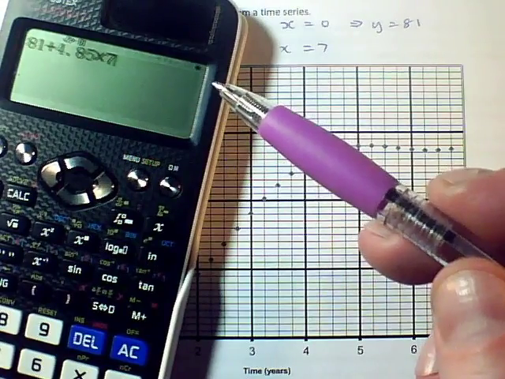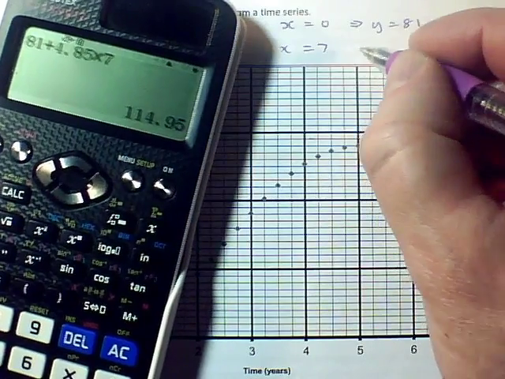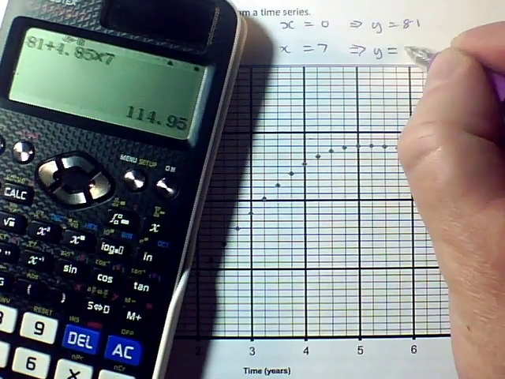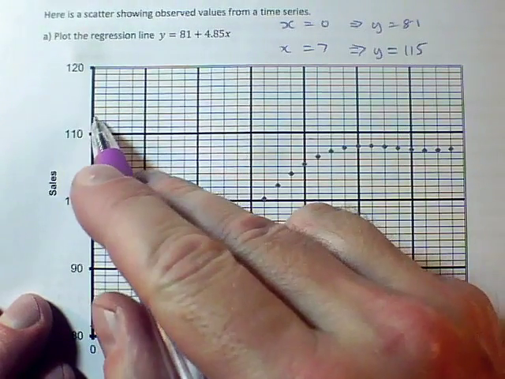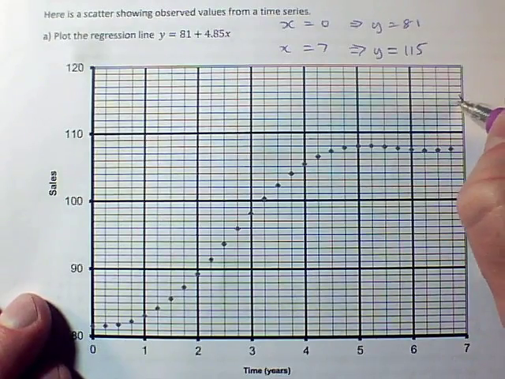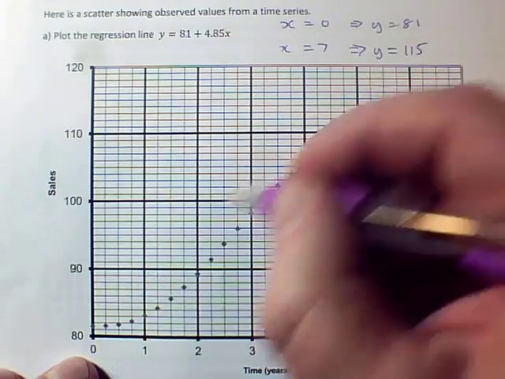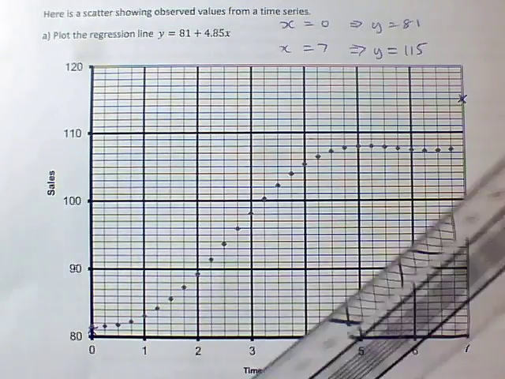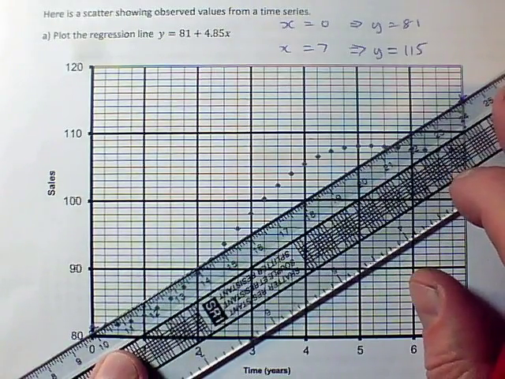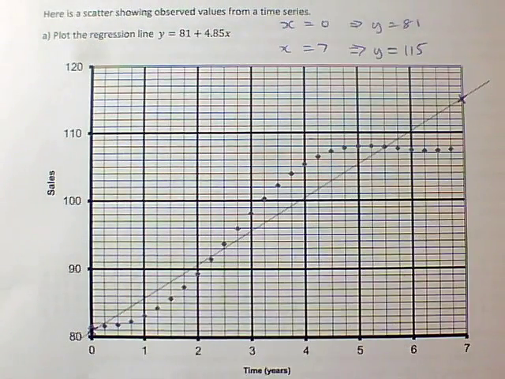So I'm going to have to do 81 plus 4.85 times 7. 4.85 times 7 is 114.95. So that is, to 3 significant figures, 115. So 115, can I find it on here? Yes, I can. So at 7 I've plotted 115. Here I need to plot 81, which is there. So I draw in my regression line carefully through those 2 points.